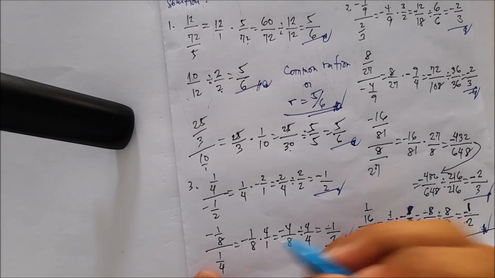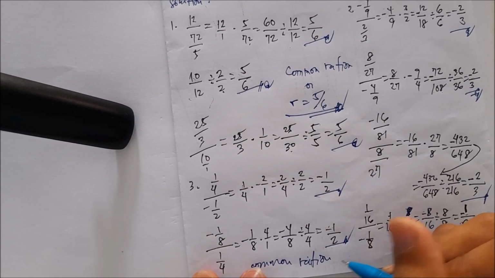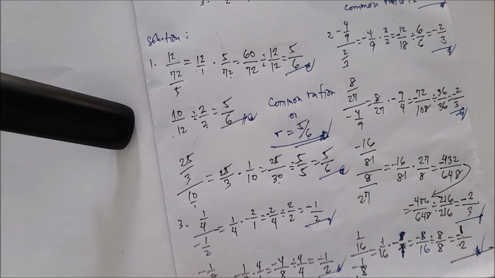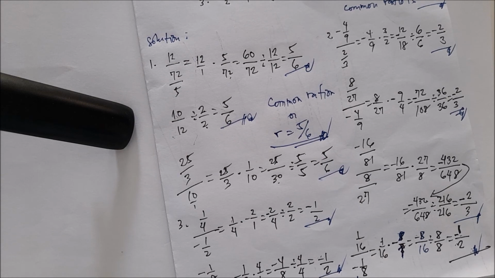So the common ratio of this sequence is negative 1/2. So again, to determine the common ratio, you need to divide the second term by the first term.